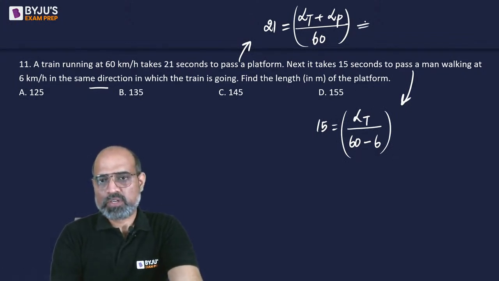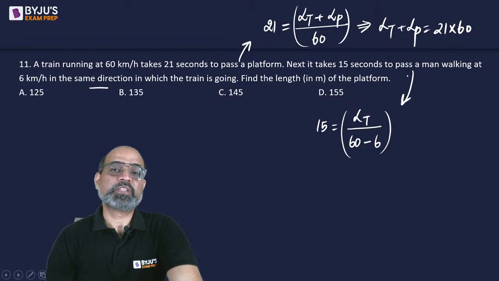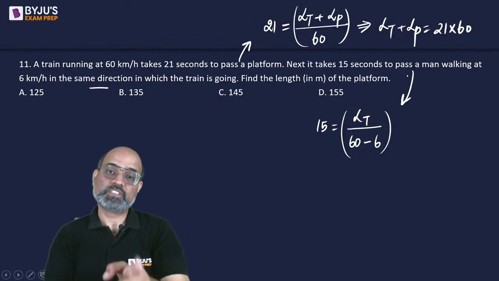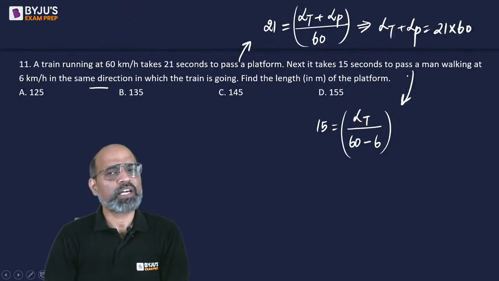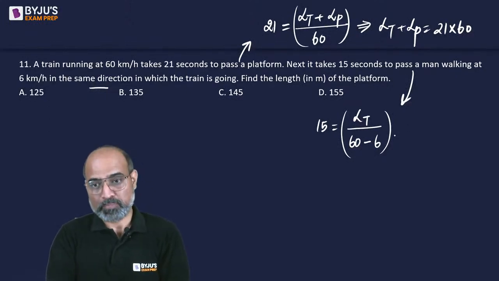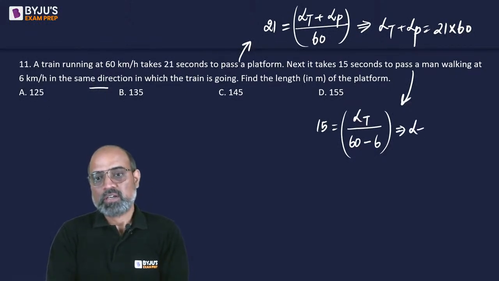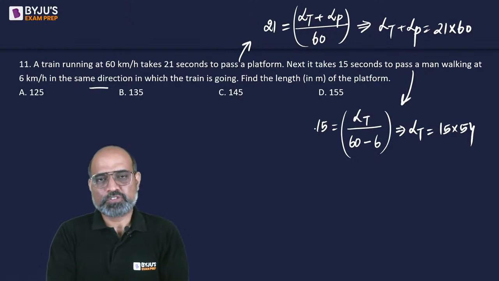So from here, LT plus LP will give us 21 into 60. Now, some of you must be thinking, sir, why did you not convert 60 into meter per second? Because 21 is in seconds. You don't have to, right? Because from both the equations, you have the same unit. 60 minus 6 is 54, so 15 into 54. दोनों का यूनिट सेम है ना, 21 into 60 and 15 into 54. तो आपको अभी कन्वर्ट करने की जरूरत नहीं है.